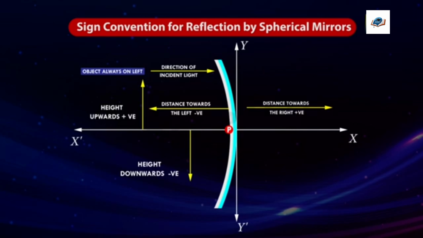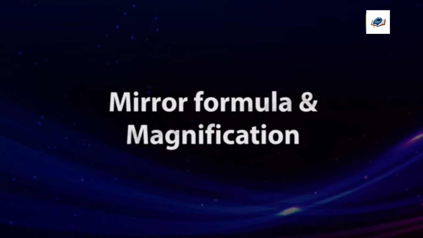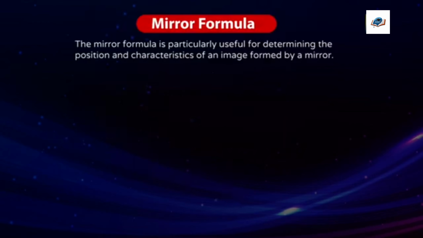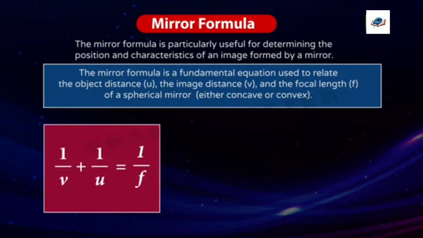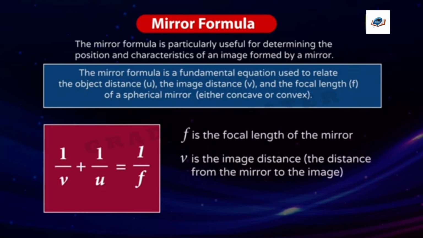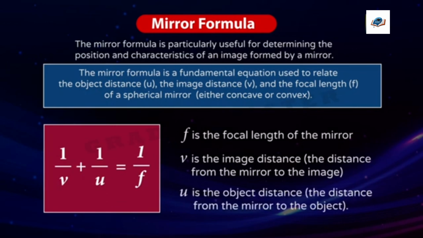Mirror formula and magnification. The mirror formula is particularly useful for determining the position and characteristics of an image formed by a mirror. The mirror formula is a fundamental equation used to relate the object distance u and the image distance v and the focal length f of a spherical mirror. It is expressed as 1/v plus 1/u is equal to 1/f, where f is the focal length of the mirror, v is the image distance, means the distance from the mirror to the image, and u is the object distance, that is the distance from the mirror to the object.